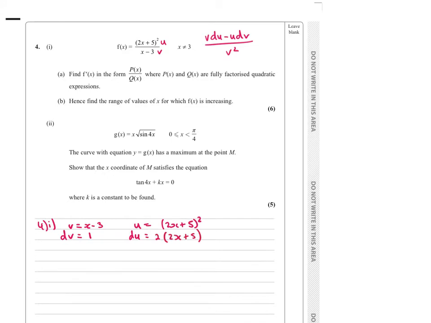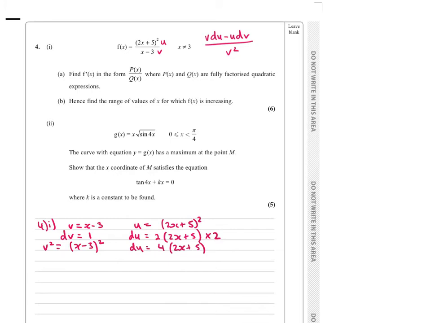And then we're going to multiply by the differential of the bracket. 2x plus 5 differentiated, we know is 2. So I'm going to write multiplied by 2. I'm just going to rewrite that because this is now going to become 4 lots of 2x plus 5. And then we have v squared, which is in fact x minus 3 all squared. Okay, and I'm just going to leave it like that. We don't need to expand it. There's no need. We'll get there later.